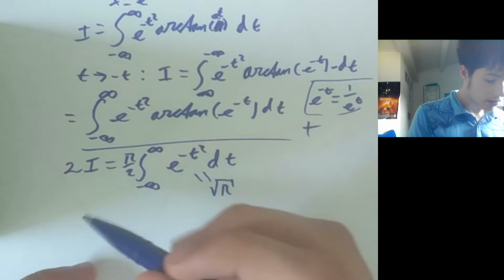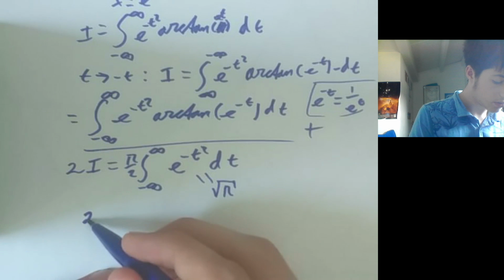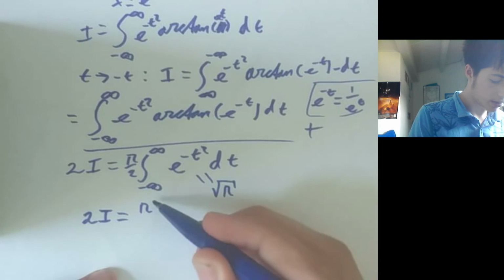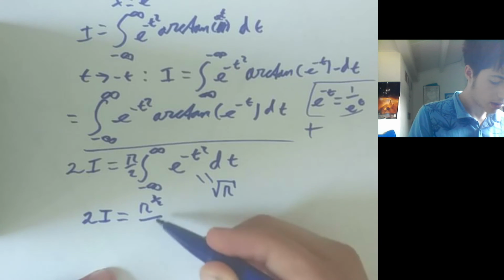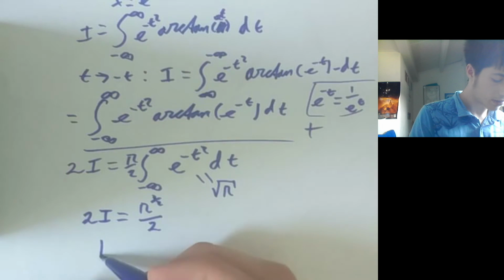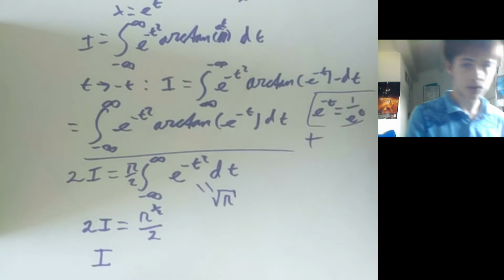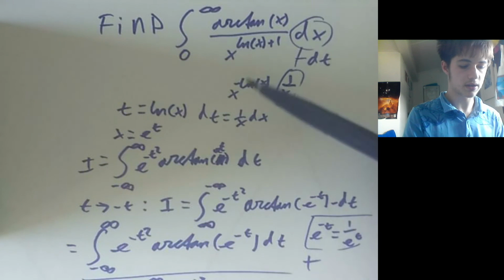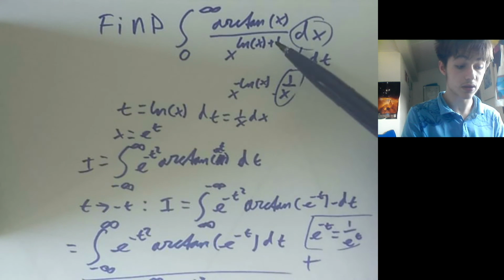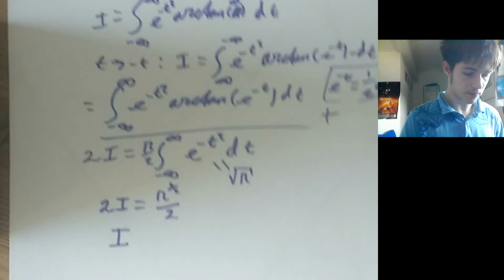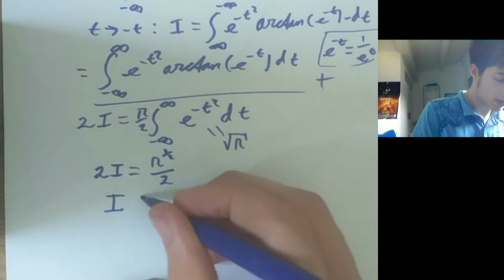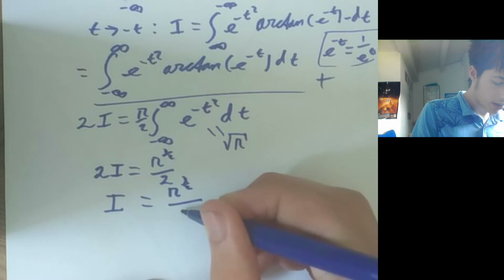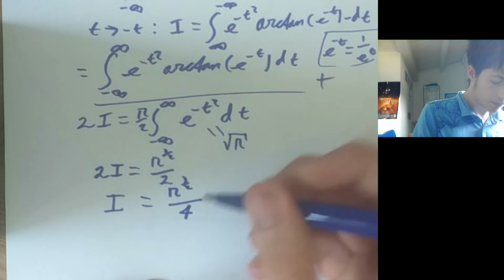And so this is the nice Gaussian integral, and we find that 2 times our desired integral will be equal to pi to the 3/2 all over 2. So we found that our integral, which, remember, was the integral from 0 to infinity of the inverse tangent of x all over x to the power of the natural log of x plus 1 dx, is actually equal to pi to the power of 3/2 all over 4. And that's our final answer.